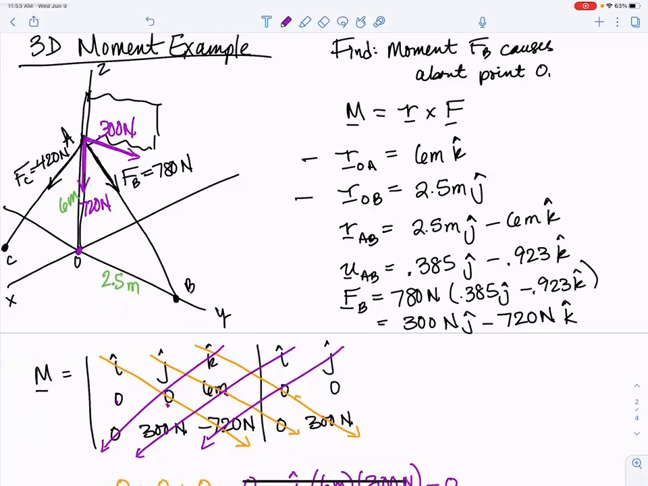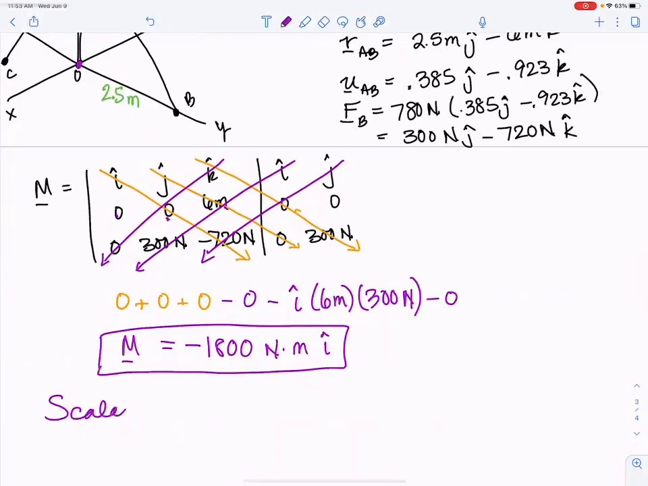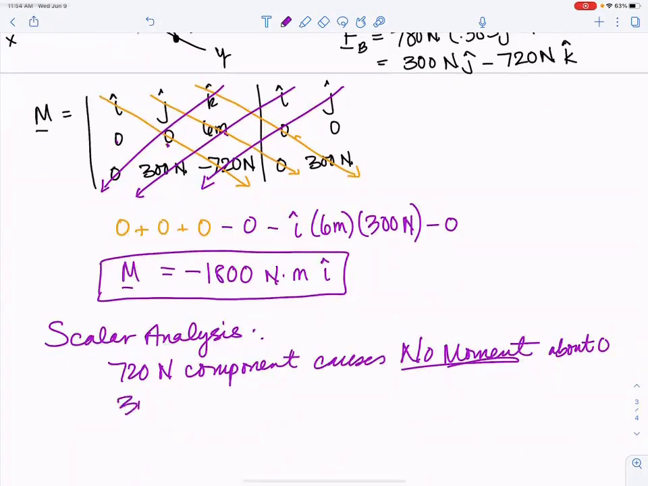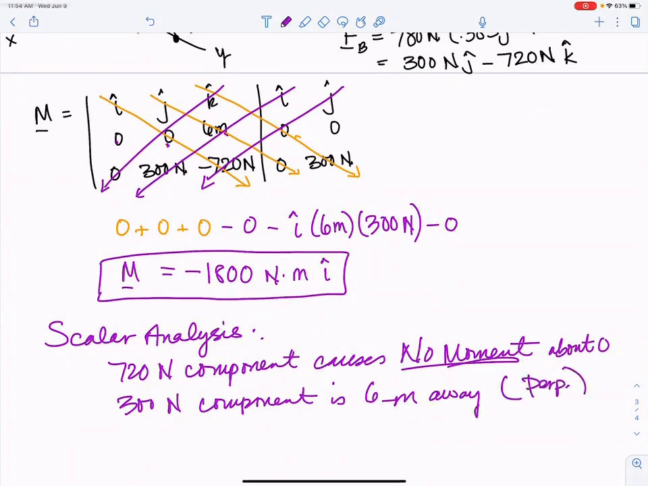On the other hand, this 300 Newton force is a perpendicular distance of exactly 6 meters away. So guess what the moment is? This is using my scalar analysis. It says that the 720 Newton component causes no moment about O, but the 300 Newton component is 6 meters away, and that is a perpendicular distance. So that means that the total moment is going to be 300 newtons times 6 meters. It's going to have a magnitude of 1800 Newton meters.